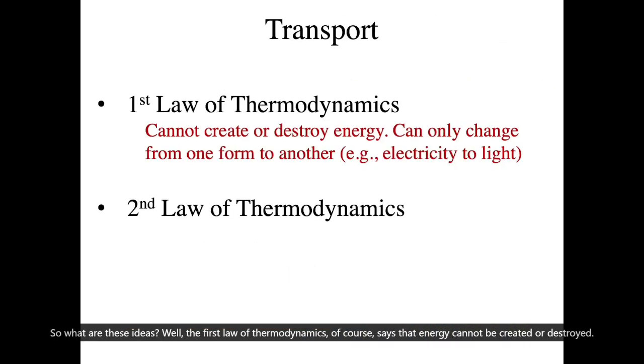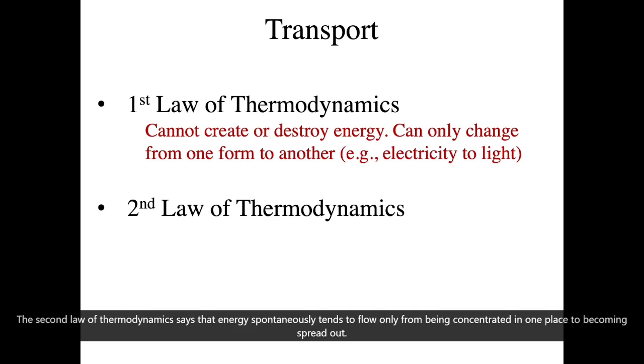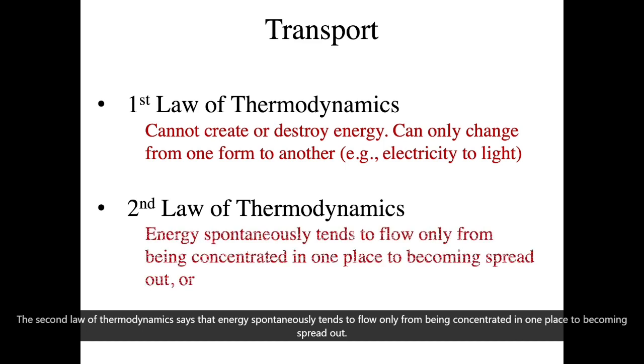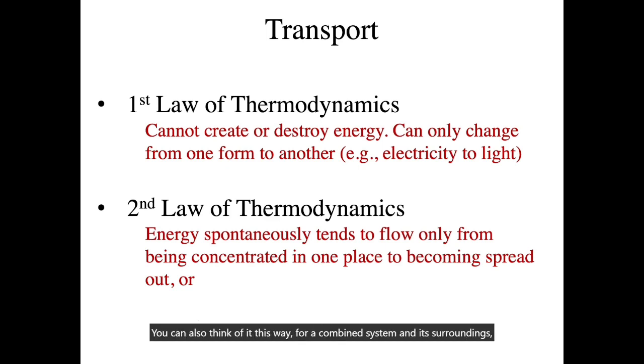So what are these ideas? Well, the first law of thermodynamics, of course, says that energy cannot be created or destroyed. It's only changeable from one form to another. For example, from electricity to light. The second law of thermodynamics says that energy spontaneously tends to flow only from being concentrated in one place to becoming spread out. You can also think of it this way.